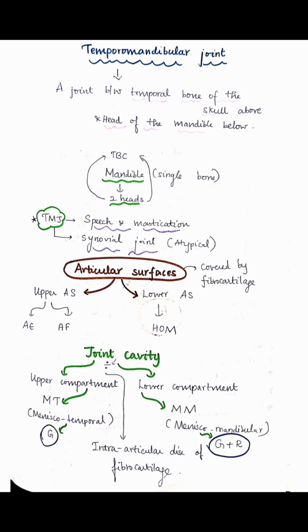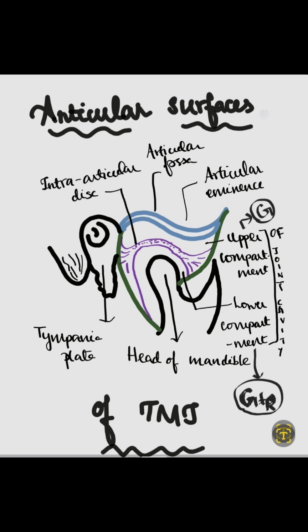Next we will see the joint cavity. The joint cavity of the TMJ is divided into an upper compartment and a lower compartment by an intra-articular disc of fibrocartilage. The upper compartment is called meniscotemporal, which provides gliding movement. The lower is called meniscomandibular, which provides gliding plus rotation.